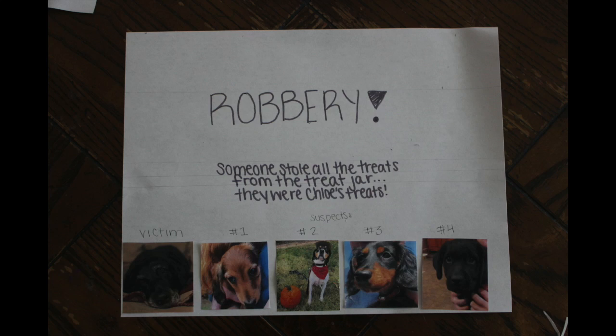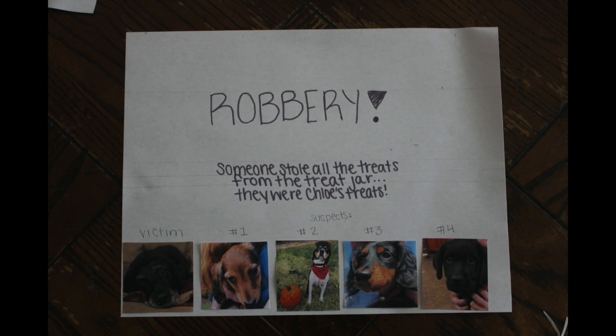There's been a robbery. Someone stole all of Chloe's treats from the jar, and she's very sad about it. You are a forensic scientist and have been called in to determine the culprit by analyzing the DNA found in a single hair left at the scene. You have 4 suspects: 1, Bruni; 2, Snoopy; 3, Lacey; and 4, Midge.